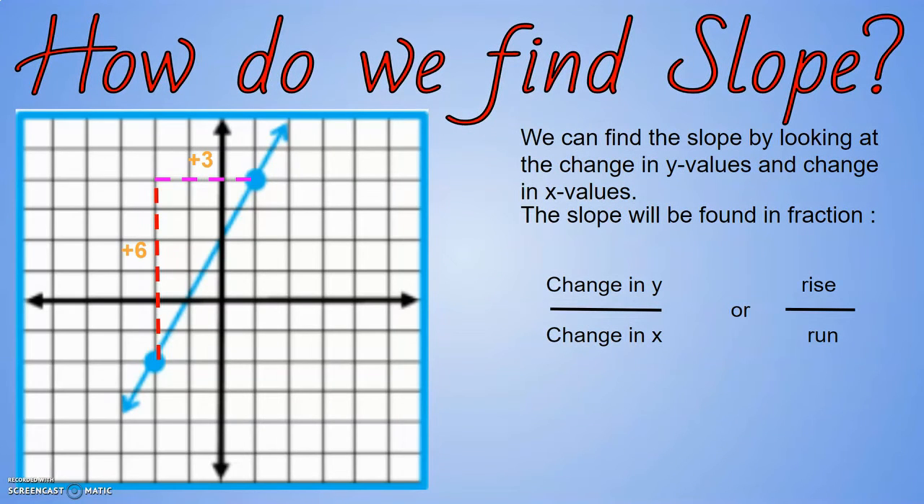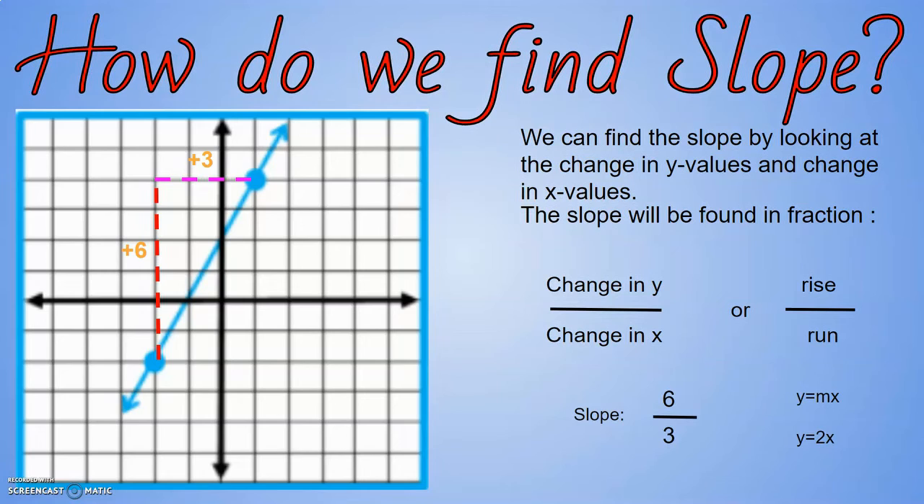If we take a look at the graph, this is another way we can find slope. We look at 2 points on a graph, and we see how much do we go up vertically, and then how much do we go over horizontally. So we're looking for that change in y and that change in x. So we can see that we go up 6 and over 3. So our change in y is going to be 6, and our change in x is going to be 3.